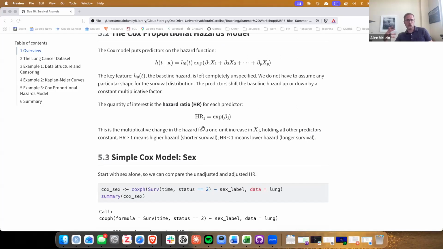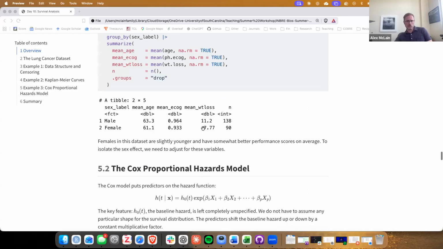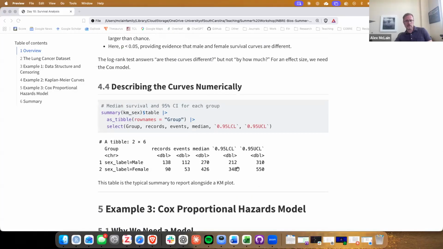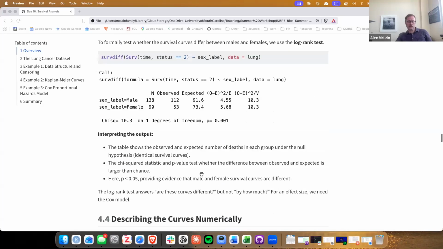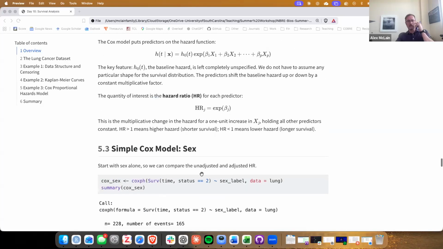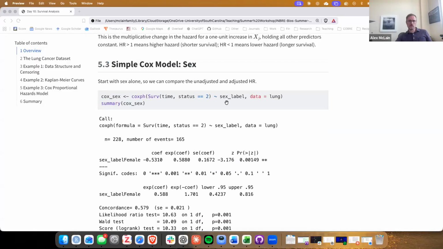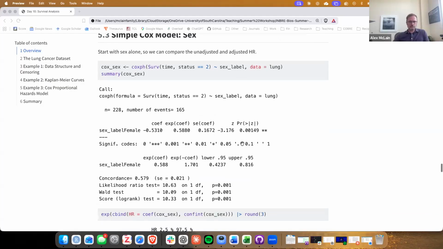We get something that quantifies the difference. When we did the log rank test up here, we found there was a difference, but we don't get any quantification. We can tell that females survive longer than males, but how much longer? We have some medians here, but we didn't have anything like a hazard ratio that we're going to get down below. So that's another nice thing about the Cox model. We can even run it just on sex because we want to have some other quantification that we can display and show people.